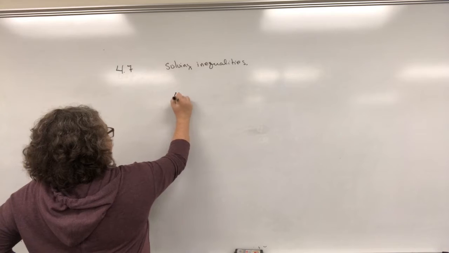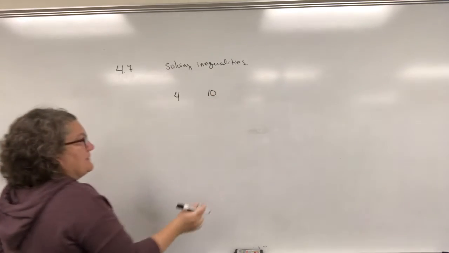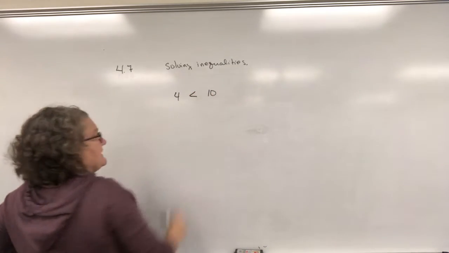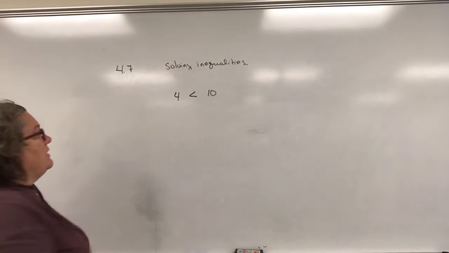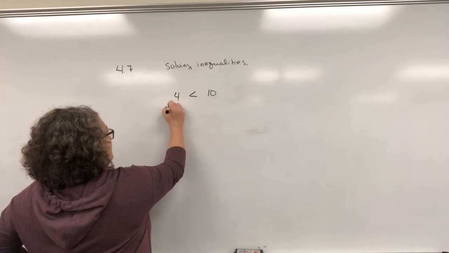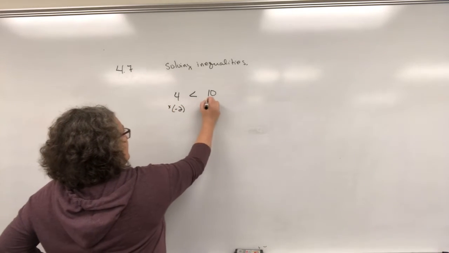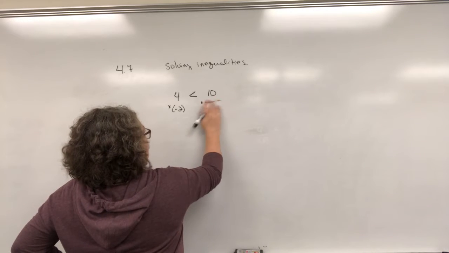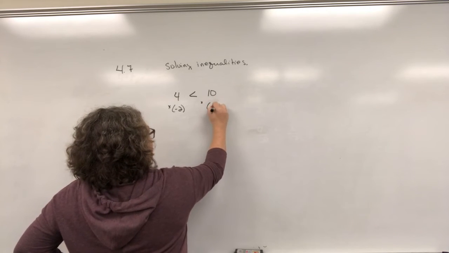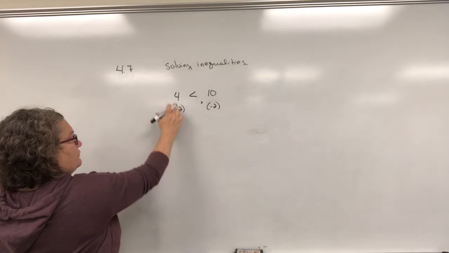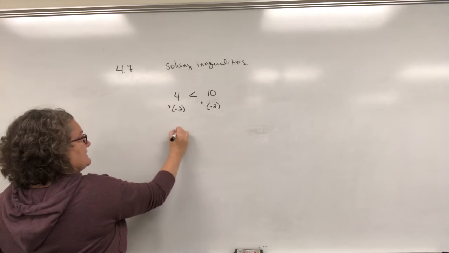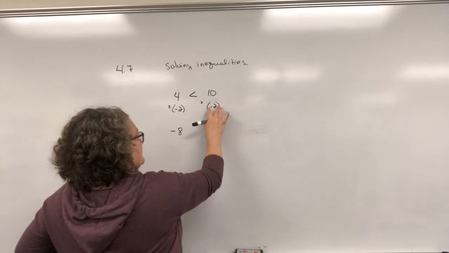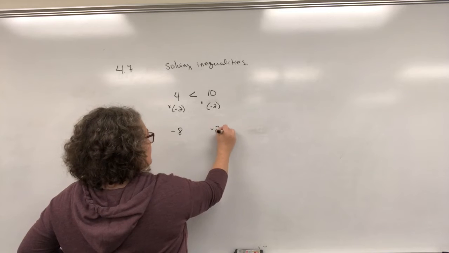Now, I'm going to have 4 and 10. I'm just going to compare these two. 4 is less than 10. It's the same, right? So what if I multiplied by a negative 2? Multiplied by a negative 2. 4 times negative 2 is negative 8. Over here, 10 times negative 2 would be negative 20.